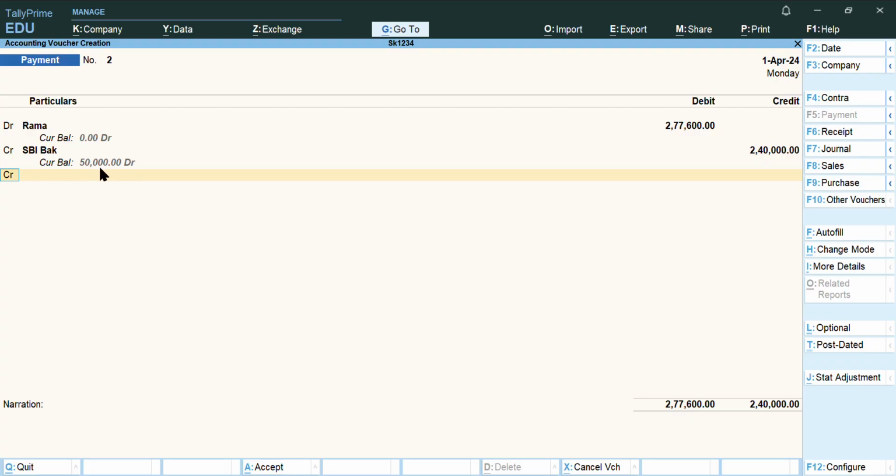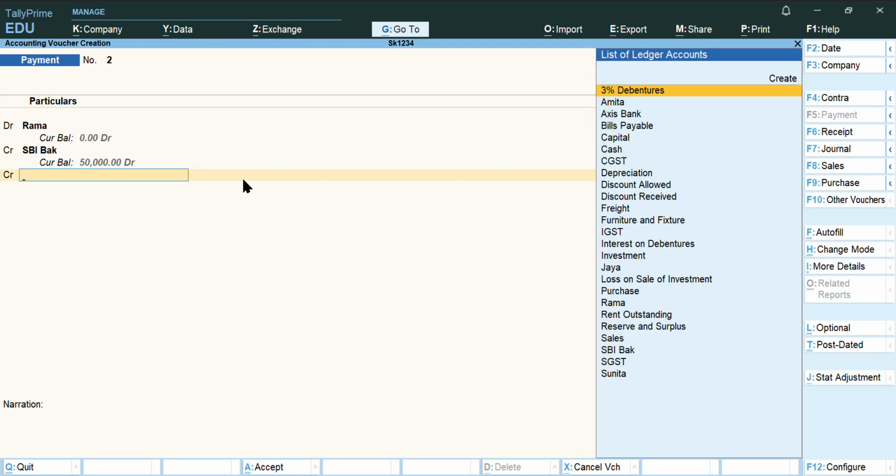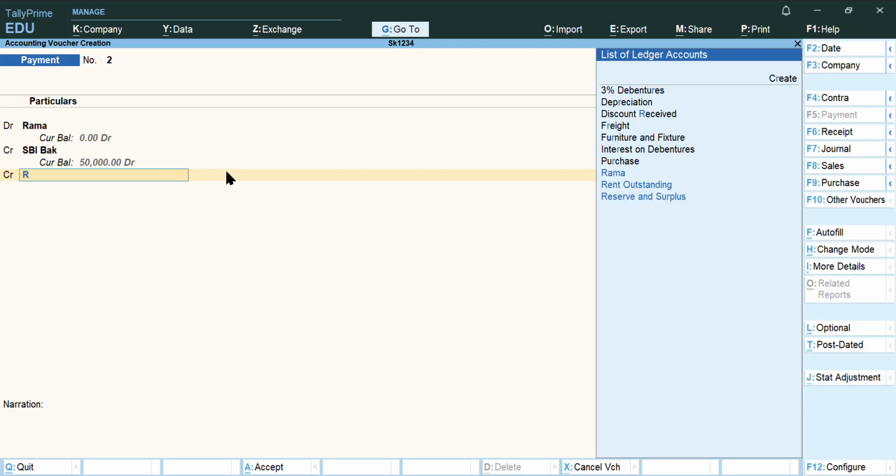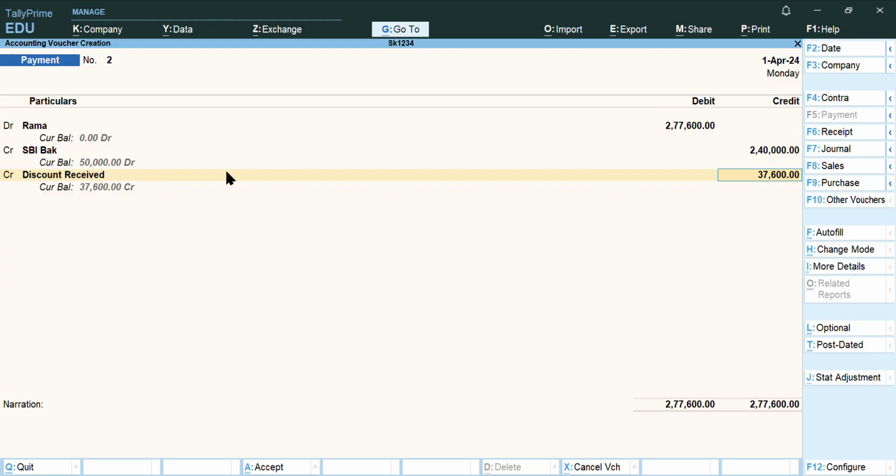SBI Bank. I'm sorry for this error. This N is not appearing here. Okay, current balance is 50,000. So you paid 240. Now the difference is your discount received. So debit Rama, and we are to record discount received. Enter this. Automatically the difference is coming because it is making the entry complete by writing the difference amount.